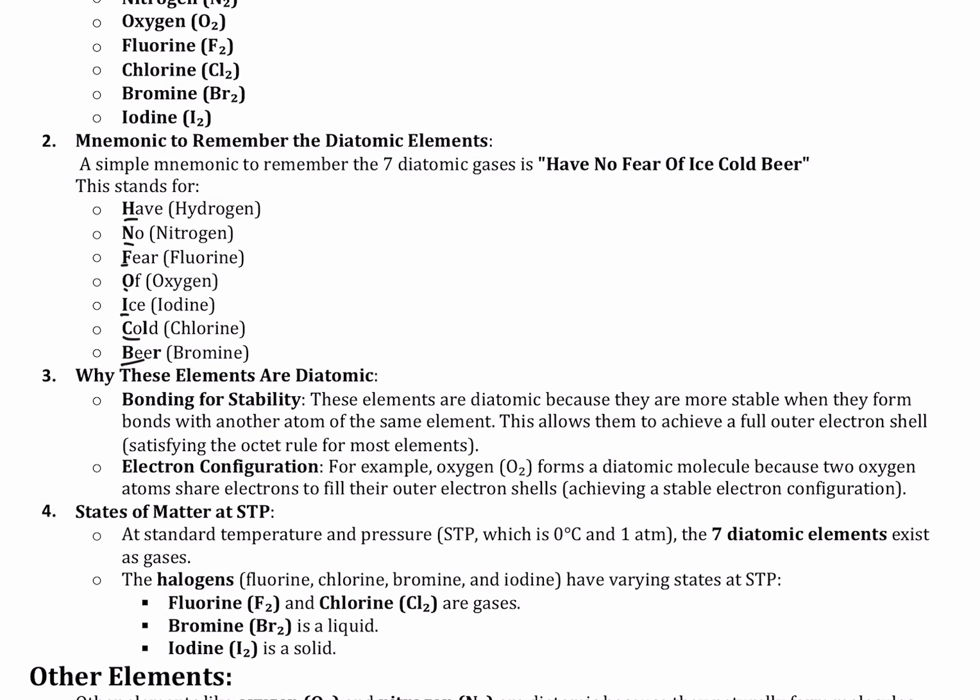And states of matter at STP is where the 7 diatomic elements exist as gases. As I've stated a while ago, it's when the temperature is 0 degrees Celsius and 273 Kelvin, and the pressure is 1 atmosphere of pressure.